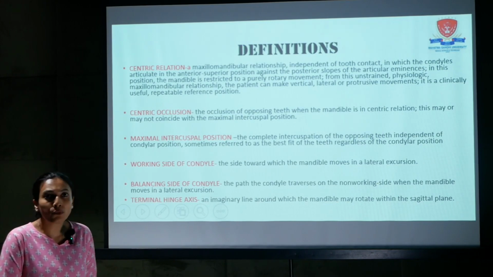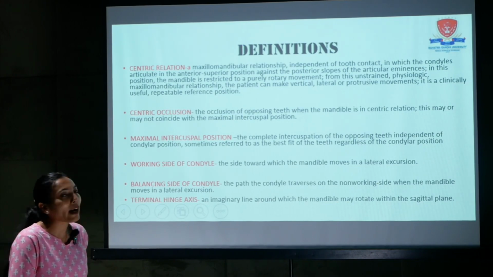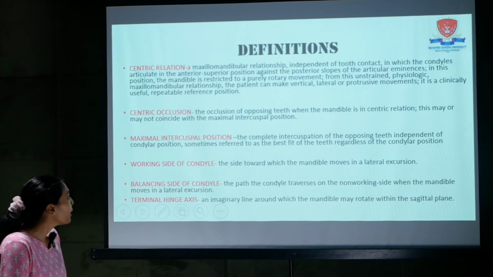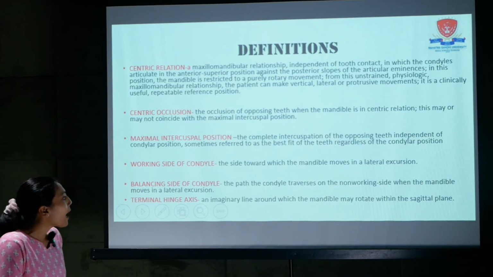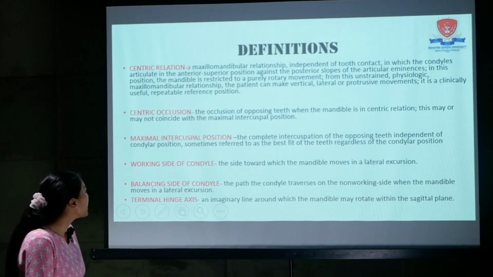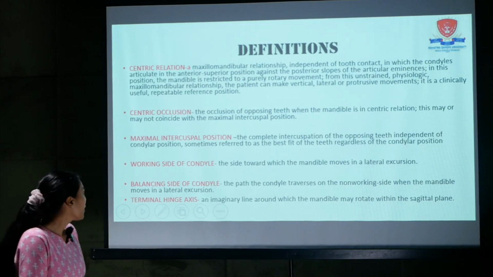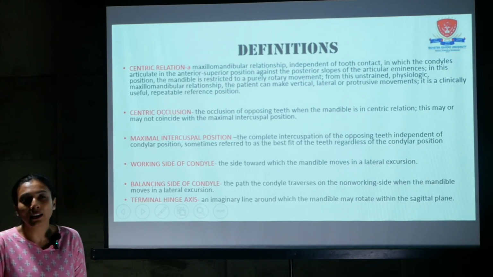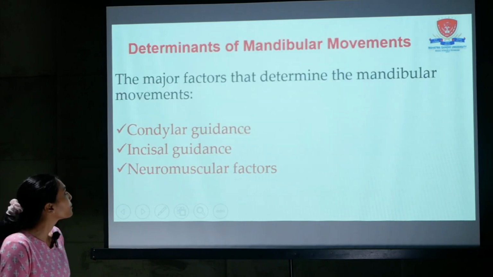What is the working side of condyle? The side towards which the mandible moves in lateral excursion. What is balancing condyle or non-working condyle? The path of the condyle on the non-working side when the mandible moves in lateral excursion. What is terminal hinge axis? An imaginary line around which the mandible may rotate within the sagittal plane, only in one plane.